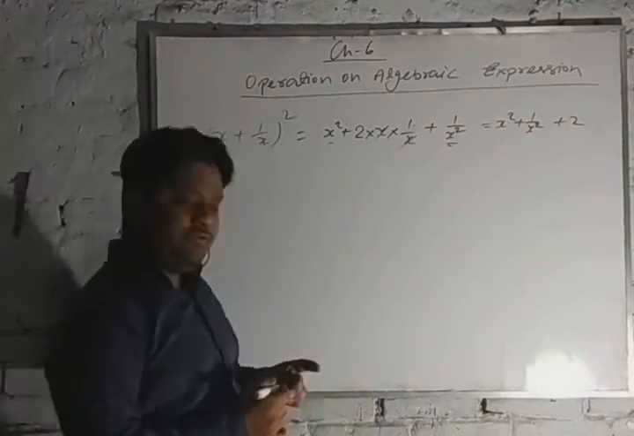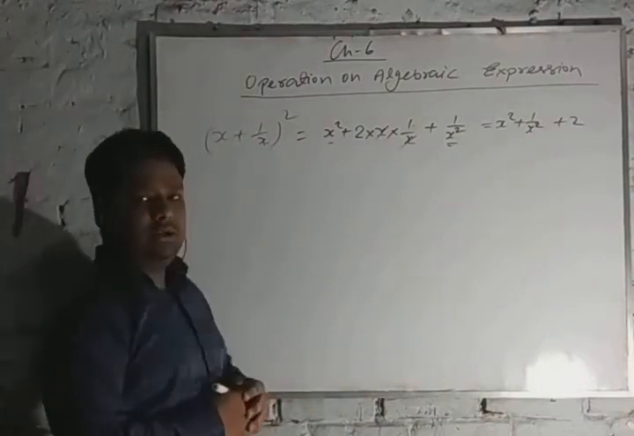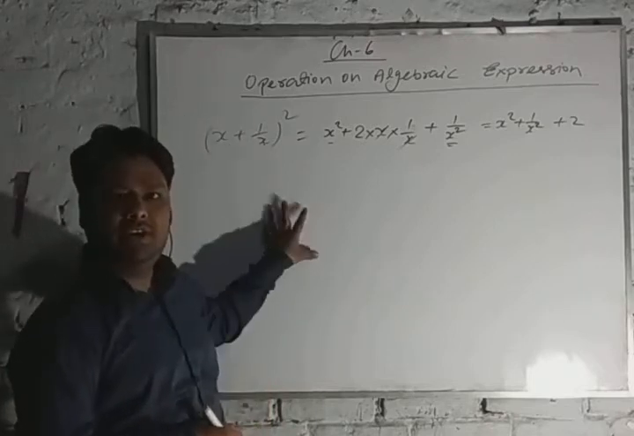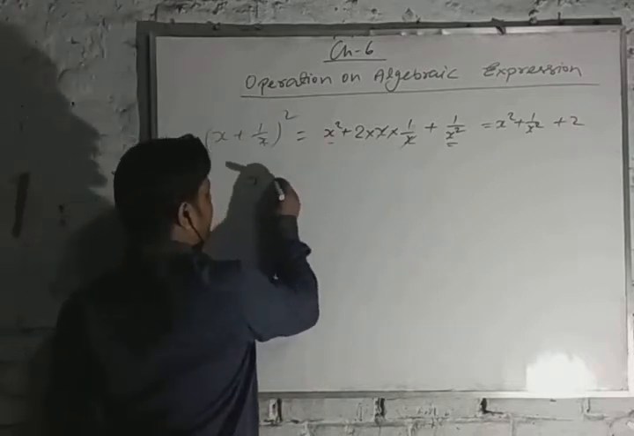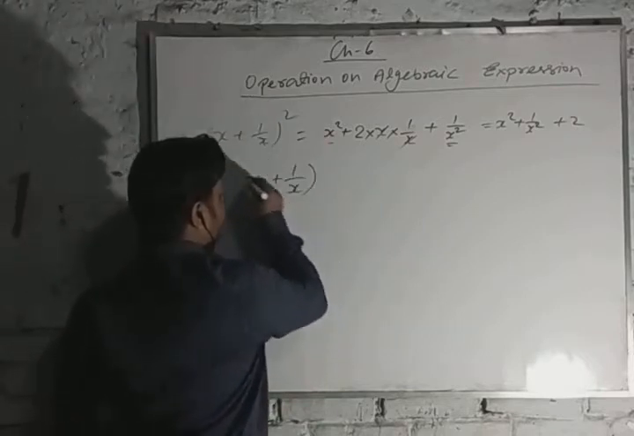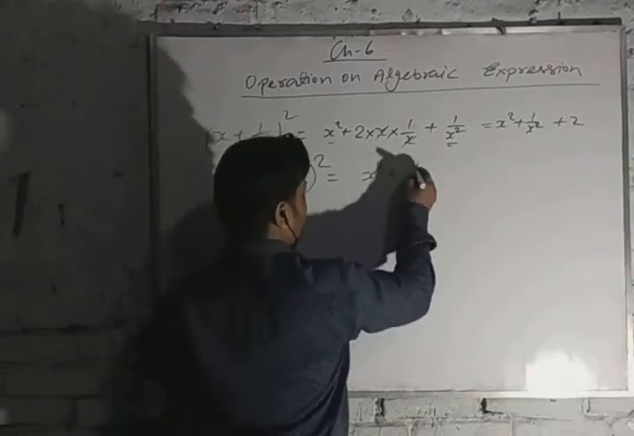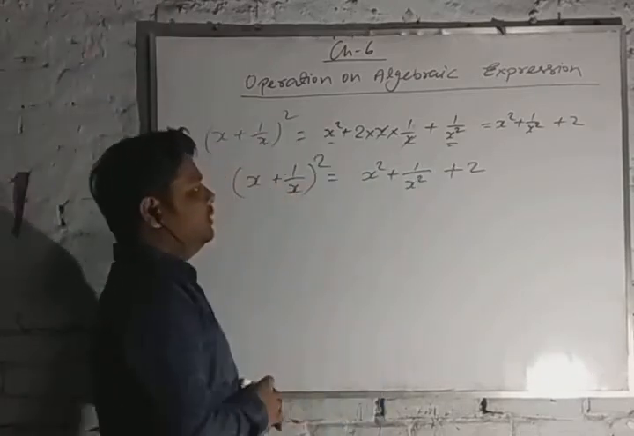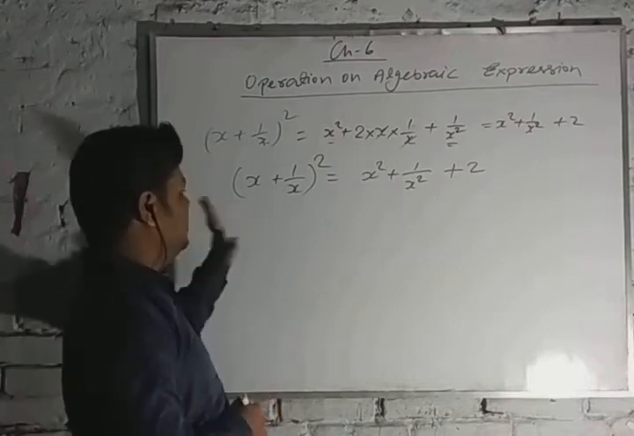That is, if a is x and b is the reciprocal of x, then we can directly use this formula. What is this formula? x plus 1 by x the whole square is equal to x square plus 1 by x square plus 2. So we can directly use this formula if the question is of this type.